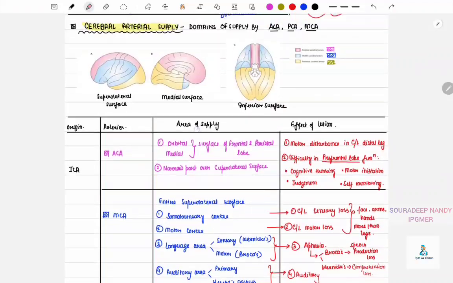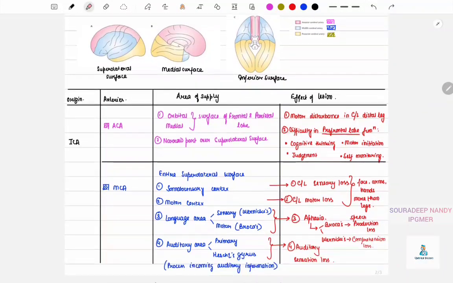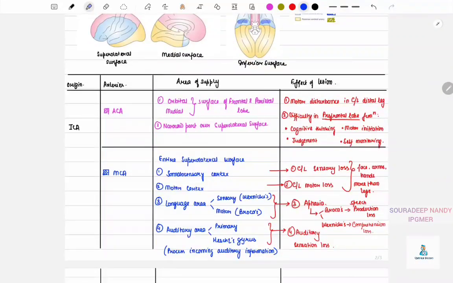Then coming to the middle cerebral artery, it occupies the entire superolateral surface, that is, it supplies the whole of the somatosensory cortex, the motor cortex, the language area which is present here, then the auditory area which is present here, in the temporal lobe. So in the somatosensory area, if there is some lesion, there will be contralateral sensory loss of face, arms, hand, more than that of legs. Same for motor cortex, there will be contralateral motor loss if there is some lesion. And for the language area, there will be aphasia if there is some lesion.